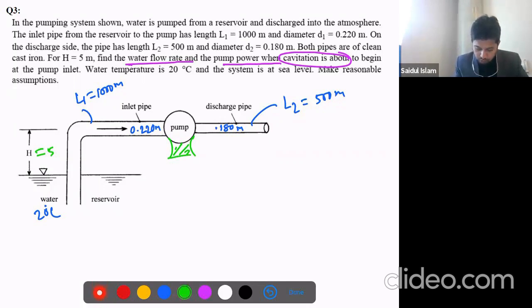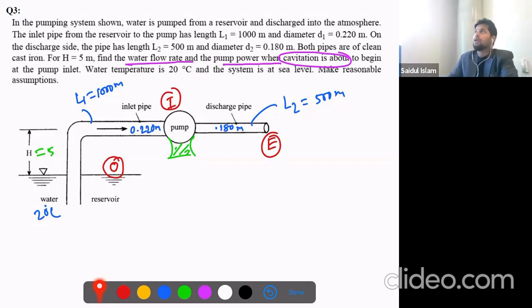For better understanding, I will define this as point O, this pump as point I, and this exit as E. So I use these notations here: this is O, this is I, this is E. Now, the question didn't say that it is ideal flow or anything, so that means we need to consider the friction loss, the head loss.